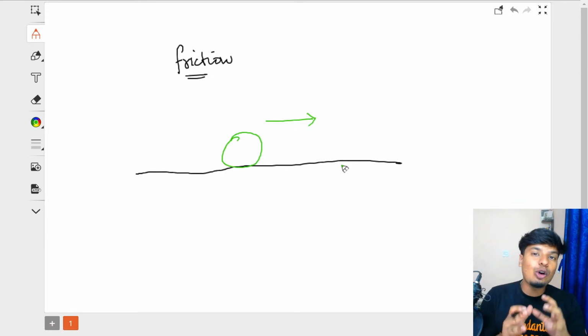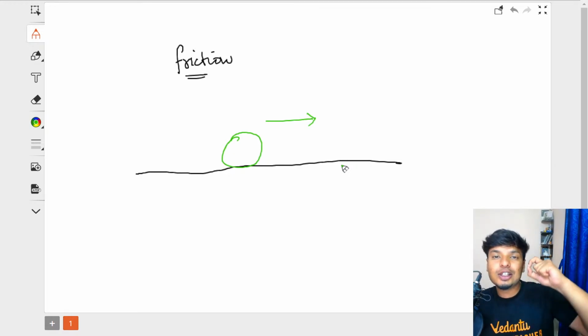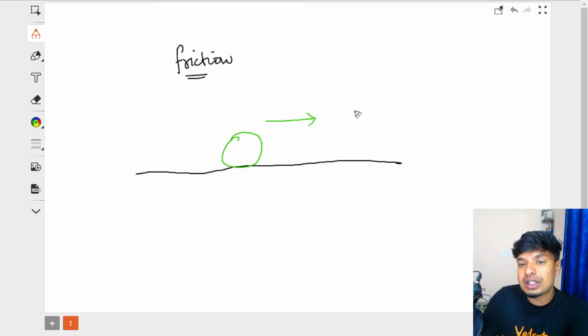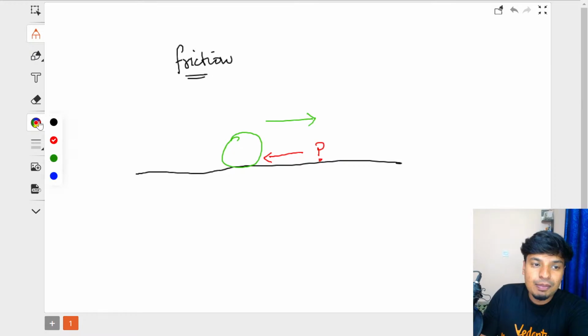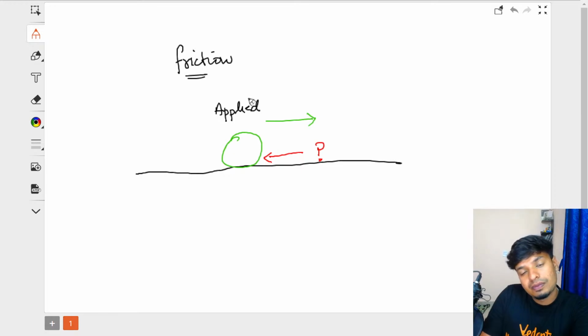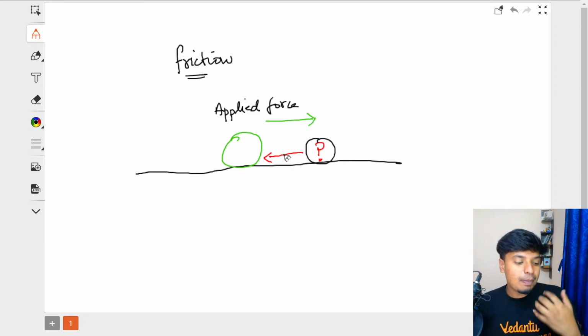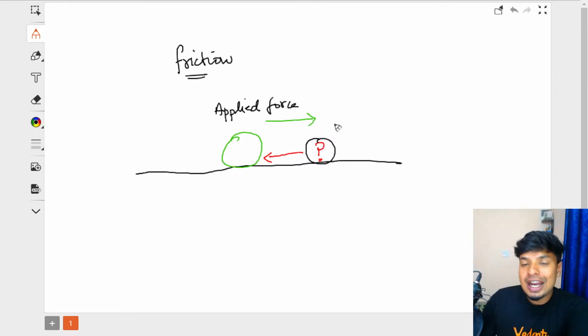Guys, we all know that according to Newton's laws, an object continues to be in a state of motion unless an external force stops it. So there has to be an external force here which is stopping this ball, right? So what is that force? Because we know that the applied force is towards this direction. Now there is one more force which is opposing that force, opposing the motion of that object. That force, we all know, is nothing but friction.